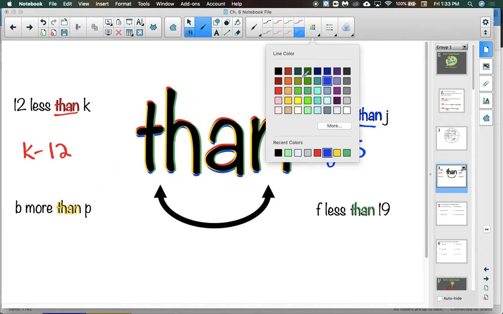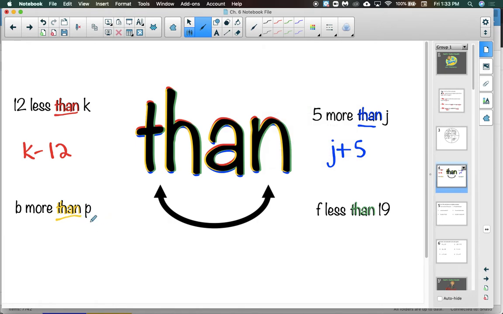See if I can find a nice yellow marker here. Yep. All right. Again, B more than P. That tells me that we're going to start with P. More tells me we are adding B to it. So that would be how we would write B more than P. You start off with P and we add B to it.